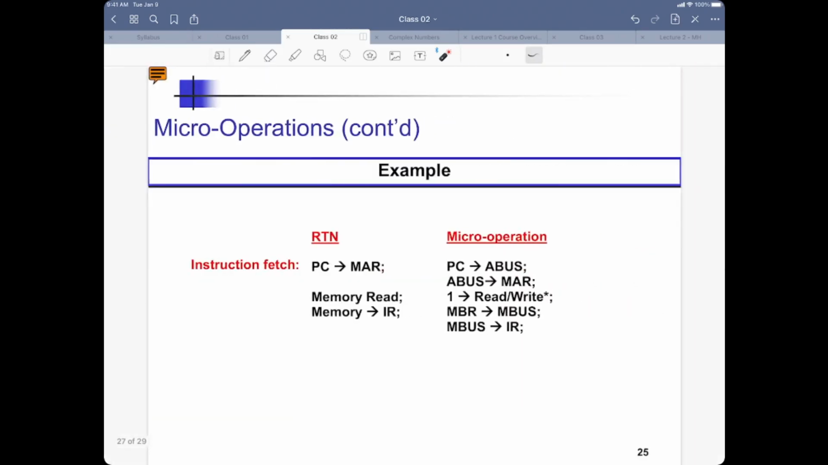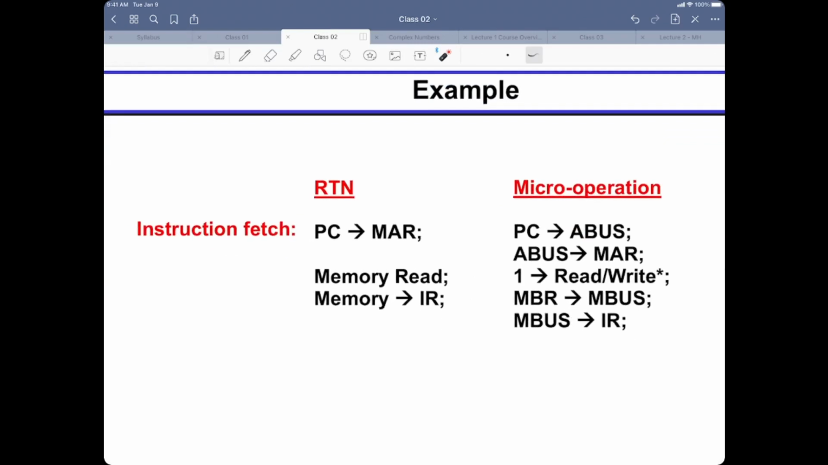Let's see. Yeah, so here is an example of the first step in the instruction cycle, which is instruction fetch. On the left, you have the register transfer notation. On the right, you have micro operations. So the movement of data from program counter to MAR is literally, in terms of micro operation, PC to address bus and address bus to MAR.